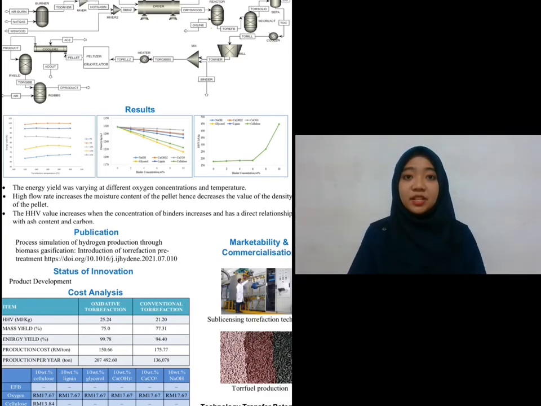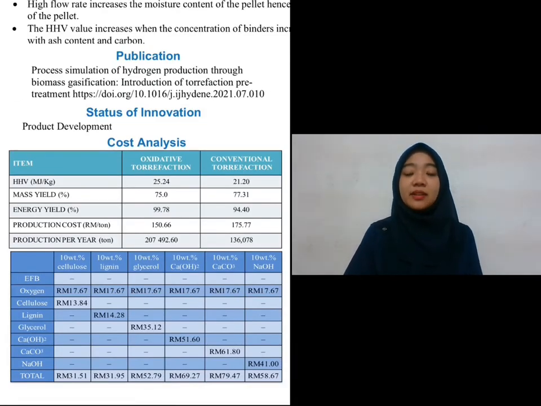the moisture. Based on the result obtained, the HHV value increases when the concentration of the binders increases from 0 to 6 weight%. Then it increases drastically at 8 and 10 weight%. This may be because moisture content increases sharply. The lowest HHV value was at 0 weight% binder concentration and the highest HHV value was at 10 weight%. HHV has a direct relationship with ash content and carbon content. As the concentration of the binder increases, the ash content and carbon content increase in the pellet, thus increasing the HHV value.